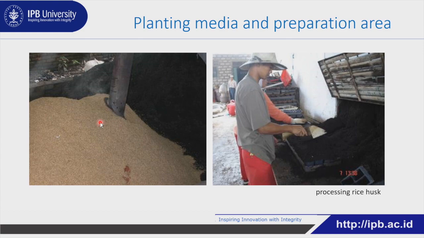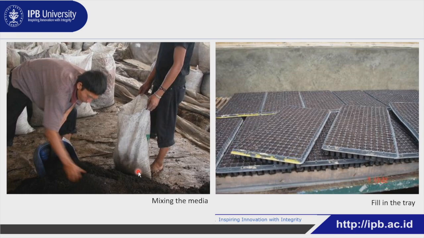you know, this is rice husk, and sometimes there are a lot of pathogens here. So we try to sterilize them, because what we want to get from this type of media is that it can be an inert media for hydroponics, not containing any nutrition, but it will improve the porosity of the media. So this is very important.